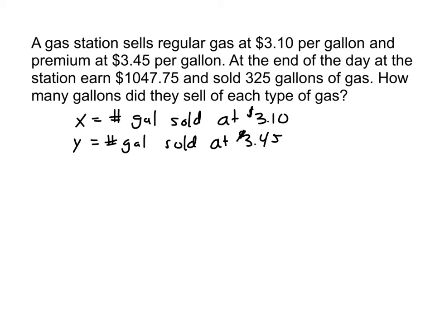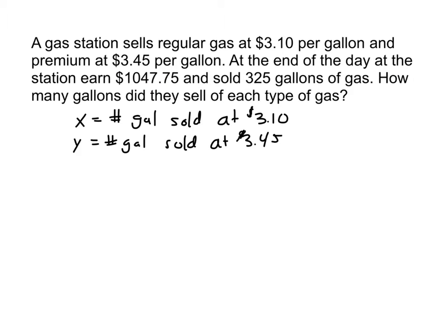Now we need to go through and read our question statement and look for two equations. We have two unknowns, so we know we're going to have two equations. The first equation we see down here: at the end of the day, the station earned this much money. So that's our first equation.